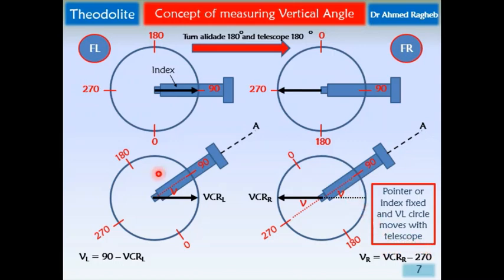The vertical angle that you want from face left or from face right could be either 90 minus the VCR in face left or VCR minus 270 in face right. And since it is the same point, the vertical angle from face left should equal exactly the vertical angle from face right.